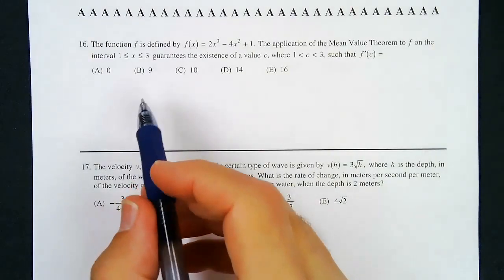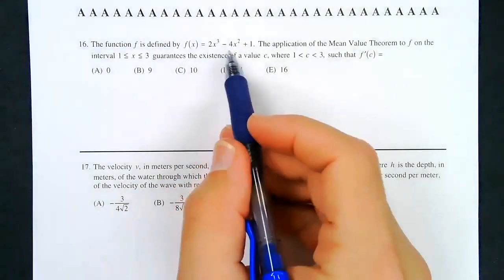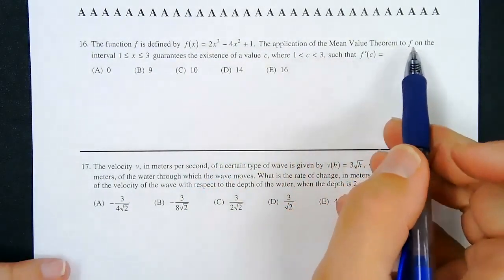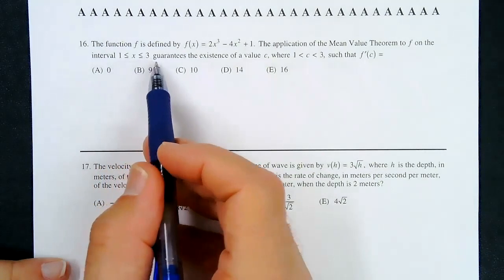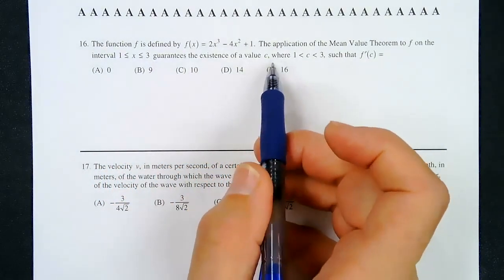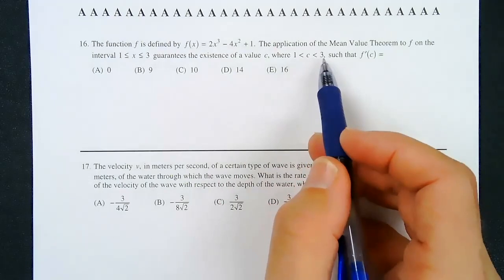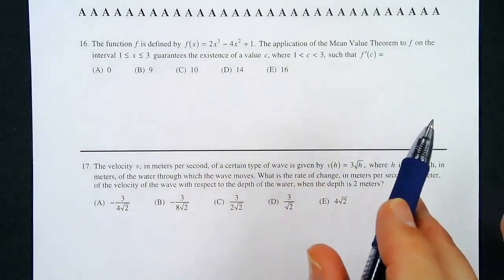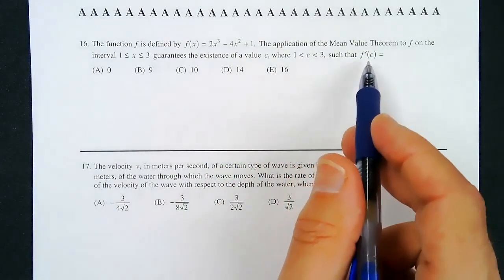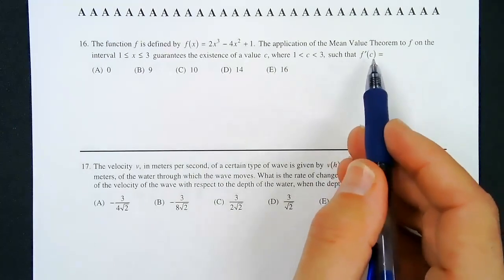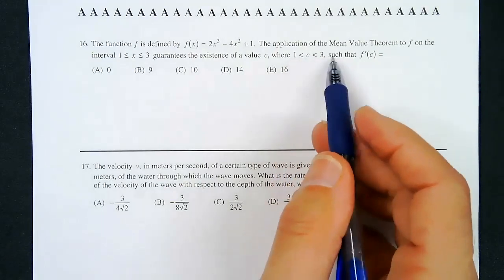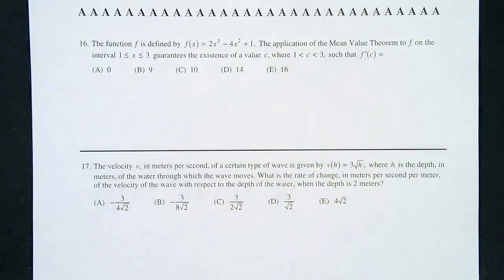For number 16, the function f is defined by f of x equals 2x cubed minus 4x squared plus 1. Application of the mean value theorem to f on the interval 1 less than or equal to x less than or equal to 3 guarantees the existence of a value c, where 1 is less than c less than 3, such that f prime of c equals. So you're guaranteed this is going to work because of what they're saying here. And what does the mean value theorem say? It says that the derivative at some c value between the endpoints, 1 and 3, not including the endpoints, has to be the same as the average rate of change on that same interval.